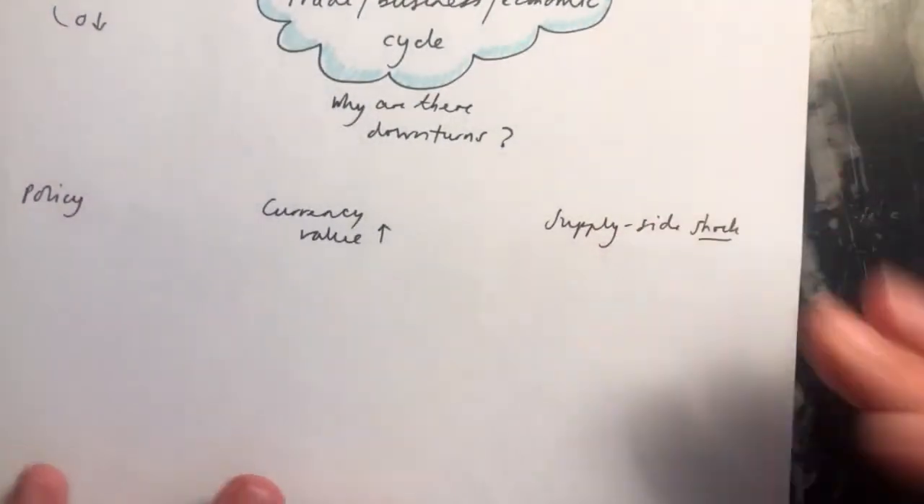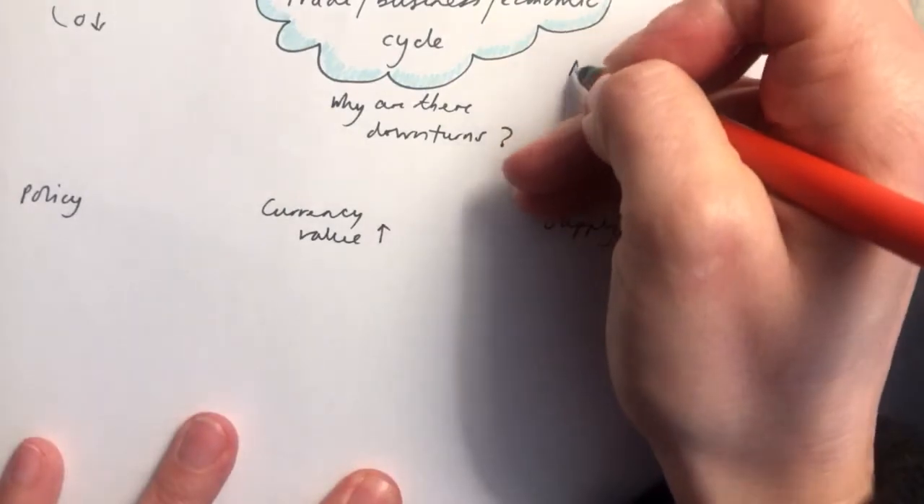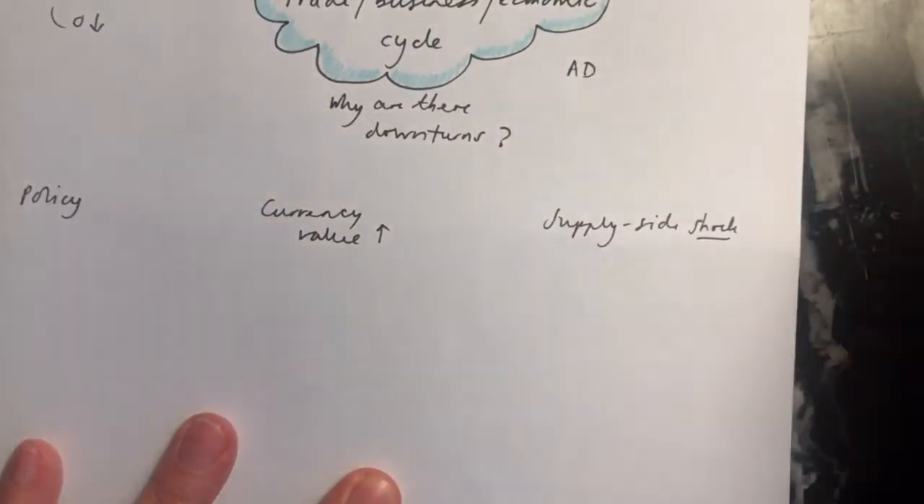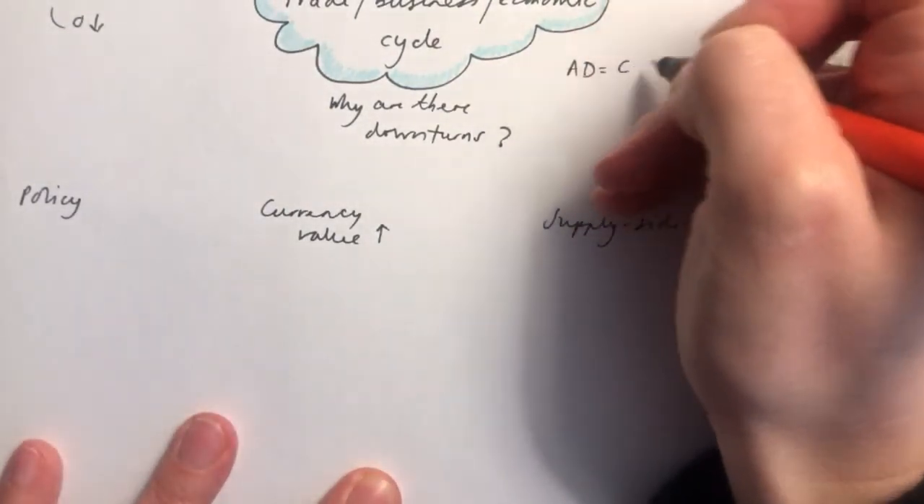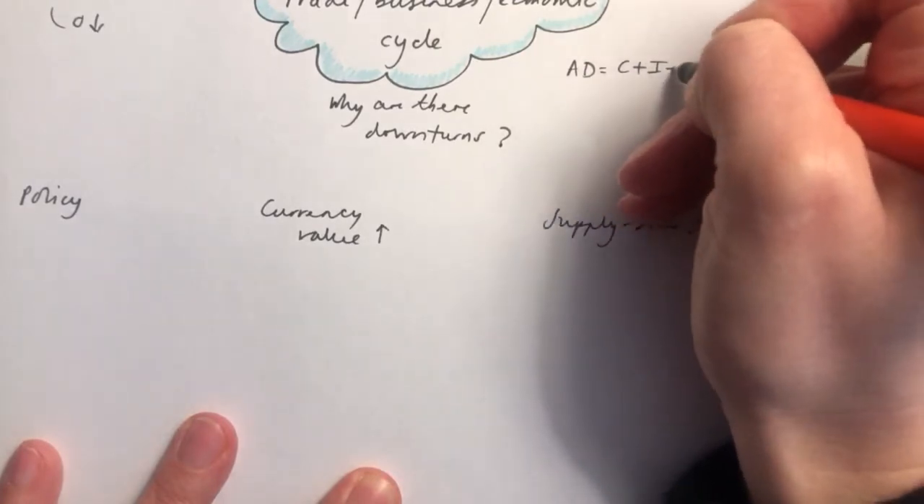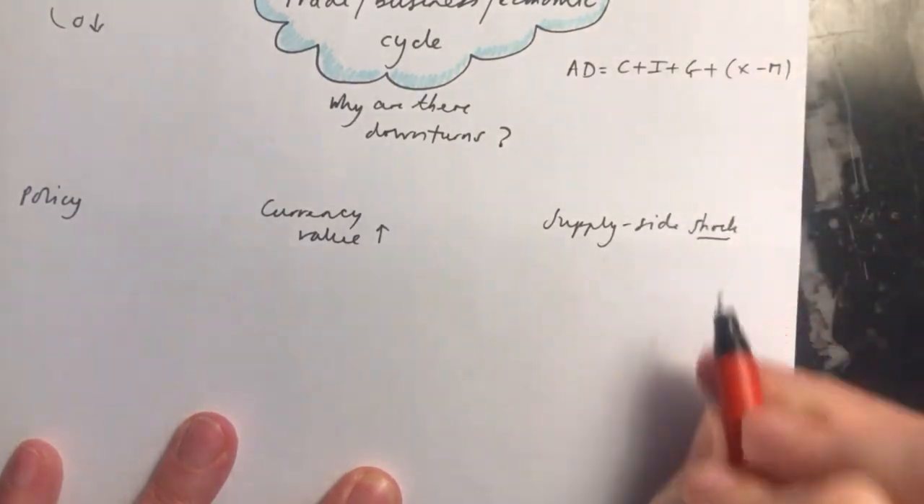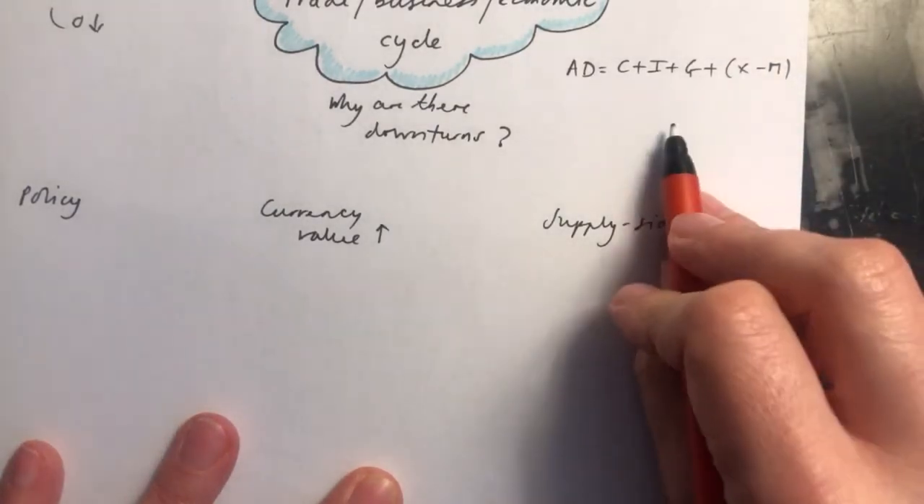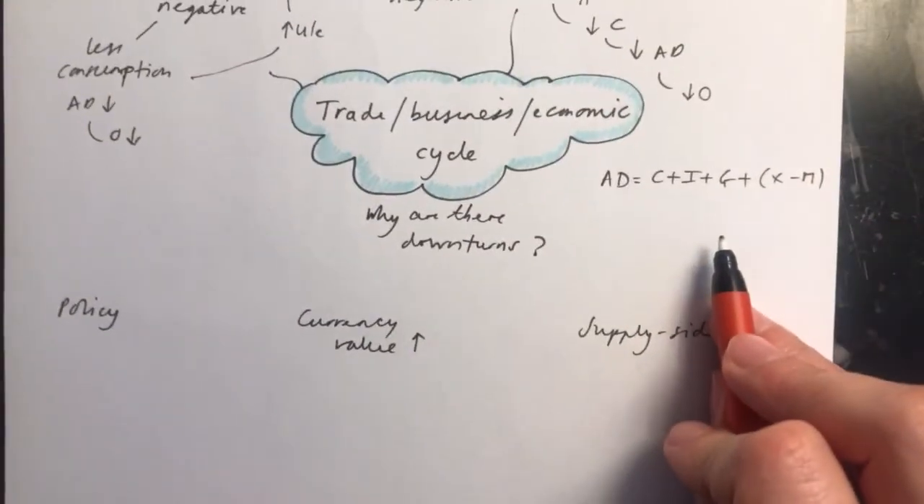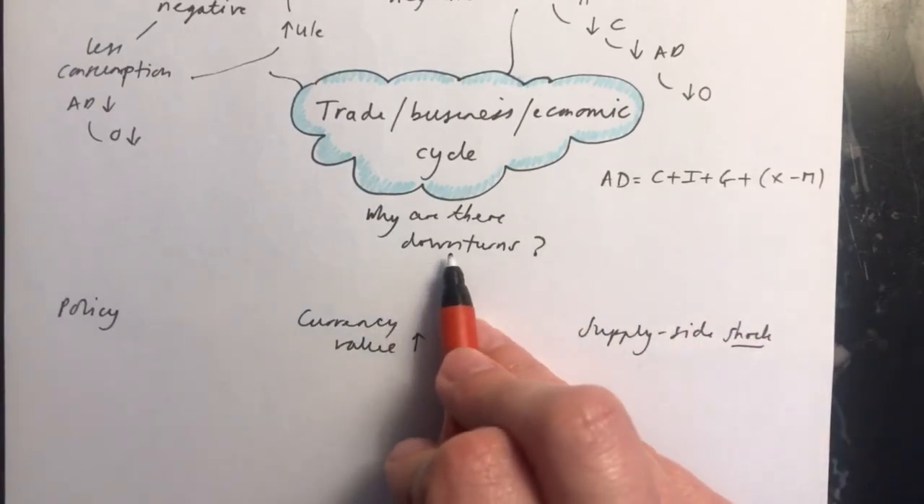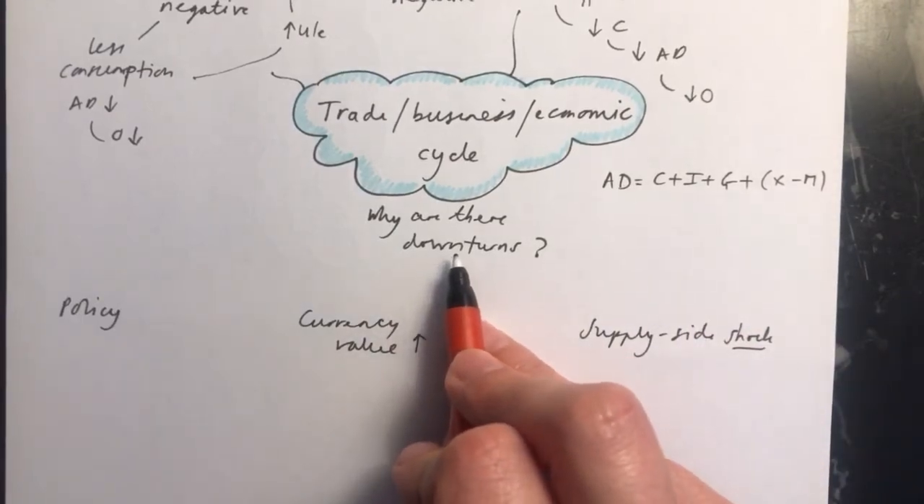If you remember that aggregate demand is a way of looking at what your output is in your economy. And remember, that's made up of consumption and investment and government spending and exports minus imports, or net trade. So if you've got that at the back of your mind, that's helpful for when you're looking at why you might have a downturn in your economic cycle.